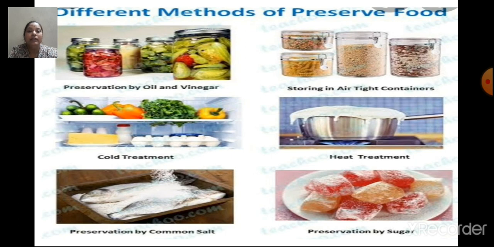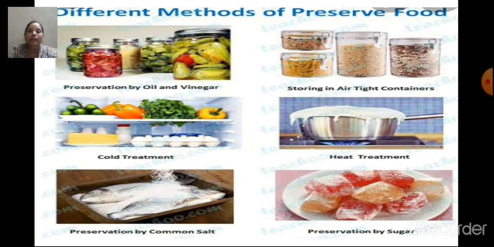Children, you can see the picture of different methods of preservation of food. How food can be preserved. Preservation by oil and vinegar. Oil and vinegar are called preservatives. The substances which are added to the food to help the food stay in good condition for a long time are called preservatives.